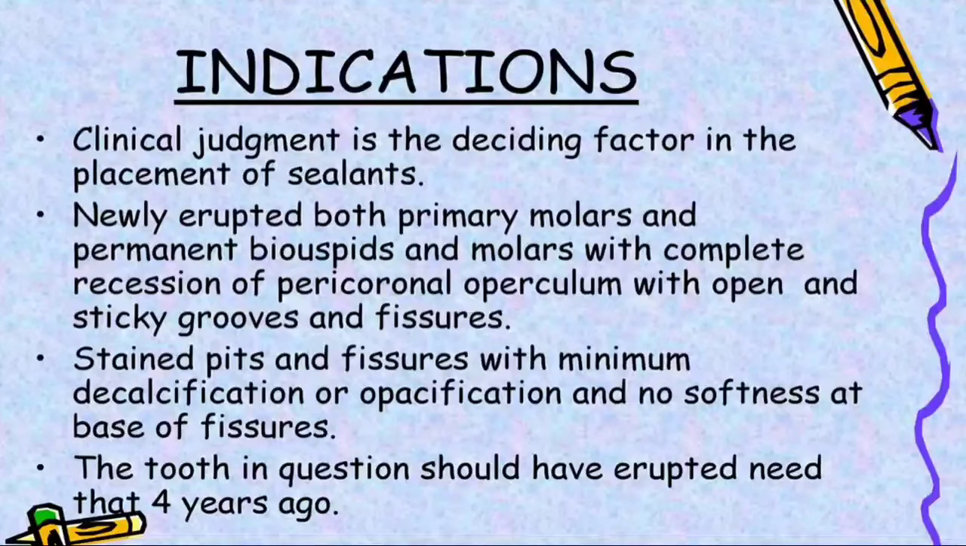What are the indications of pit and fissure sealant? That is a newly erupted tooth, especially primary molars and permanent molars and bicuspids with complete recession of the pericoronal operculum, and open grooves and fissures where the food gets stuck and bacteria will act, it will create acid and caries might occur. So the rationale is simple. We are sealing pits and fissures, so food won't get stuck, bacteria won't come, acid won't get produced, and there won't be any caries.